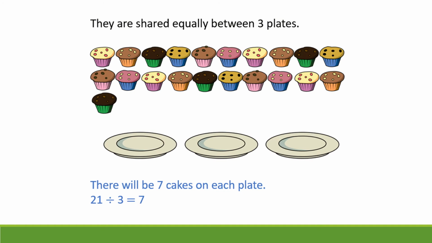As we've just mentioned, when we share the 21 cakes equally between 3 plates, there will be 7 cakes on each plate. And the division sentence is 21 divided by 3, and you can see the symbol for divide, equals 7.